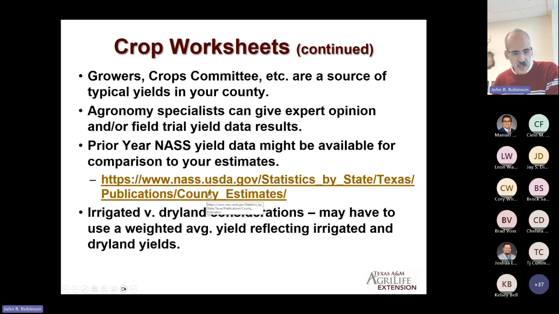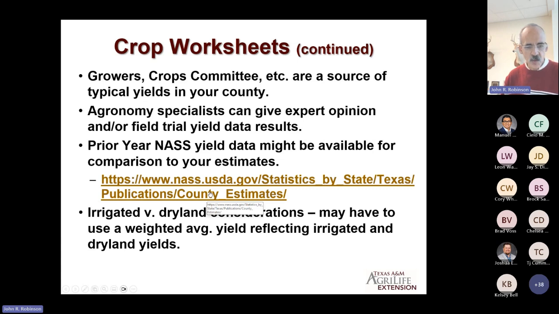You can presumably have a crops committee, major growers, large acreages. You could certainly ask them: were yields higher or lower? Were they average? Were they like last year or the year before? Get some notion of the trend in yields in 2024. You can ask your agronomy specialists.